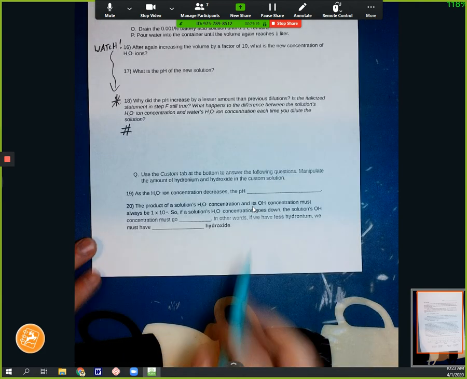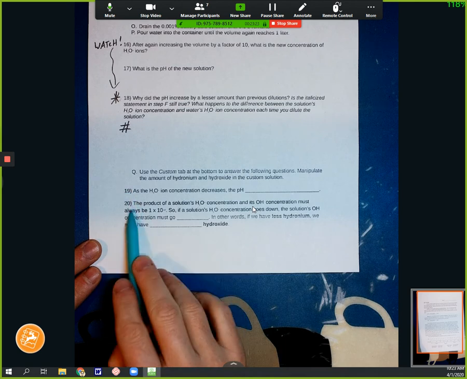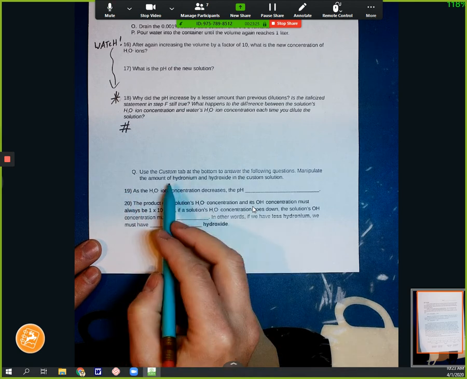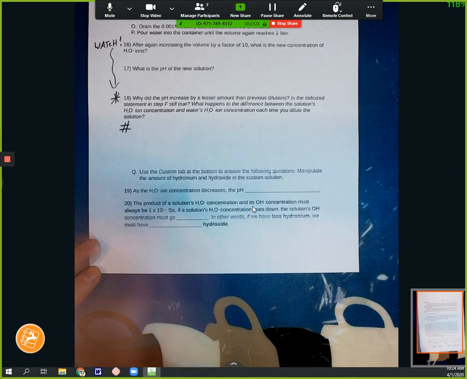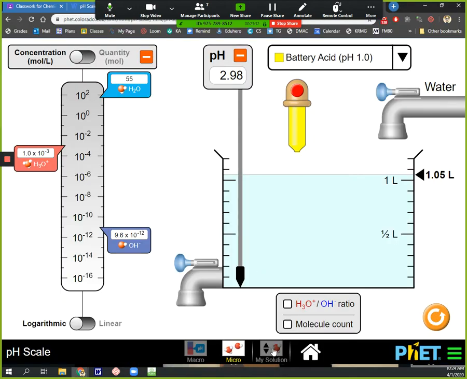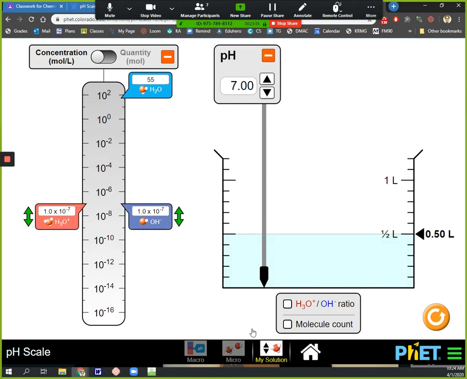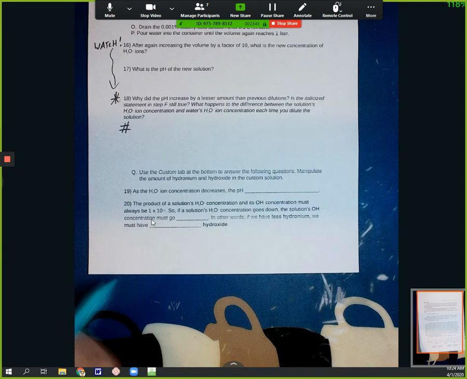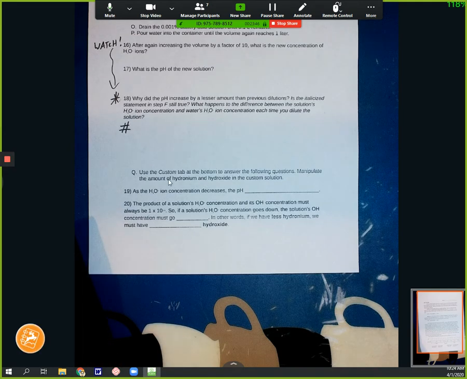And then for part Q and numbers 19 and 20, you're going to make a custom solution. For that very last part, you're going to come over here where it says My Solution, and it will let you play with these different concentrations and come up with some general rules of thumb for this last part. But from this point forward, I'm going to leave it to you to discover what happens. Let me unmute the crowd real quick and see if anybody has any questions.